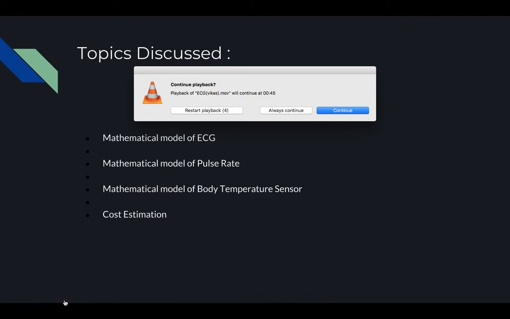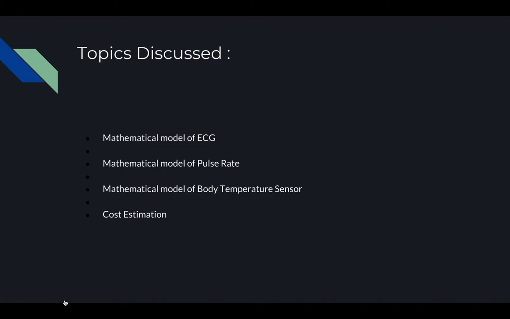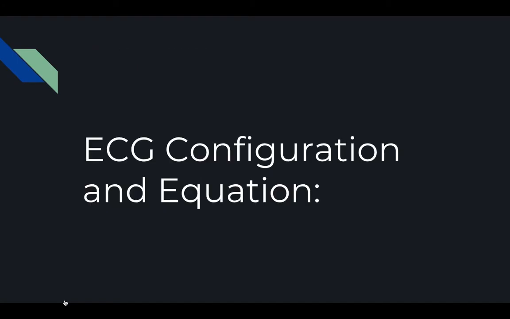Topics to be discussed are the mathematical model of ECG, the mathematical model of pulse rate, and the mathematical model of the body temperature sensor. And the final topic is the cost estimation. Let us begin with ECG. ECG configuration and equation.